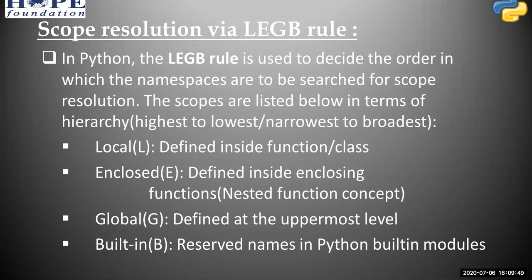Python deals with variables using the LEGB rule. L is local, E is enclosed, G is global, and B is built-in. First it will check if the local variable is there. If not, it goes to the enclosed variable. If there is no enclosed variable, it goes to global, and after that it goes to built-in. This is the order Python follows to deal with variables.